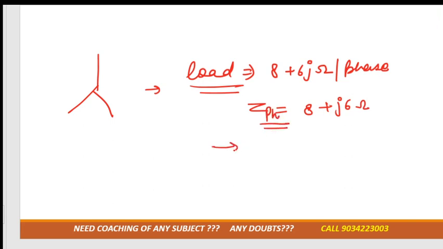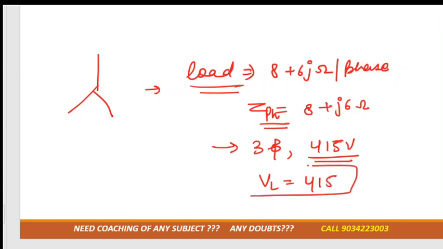And they said it is connected to a three phase 415 volt supply. If they don't mention which voltage it is, then we'll always consider it as a line voltage. So the line voltage they have mentioned is 415 volt, and we need to calculate the line current. Okay, now I'm drawing a diagram based on this.